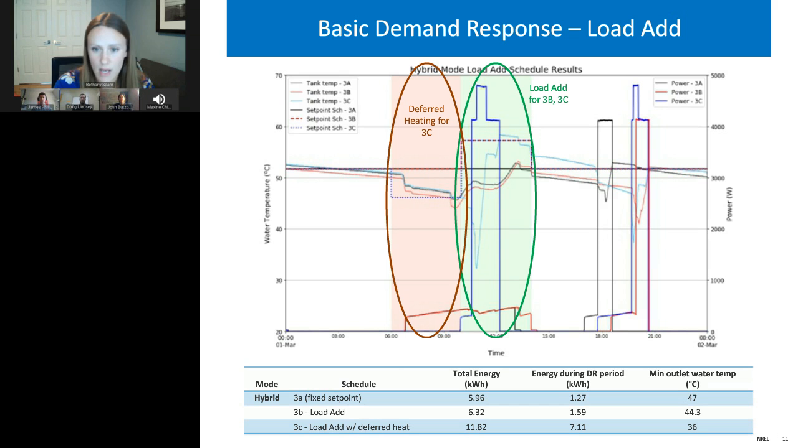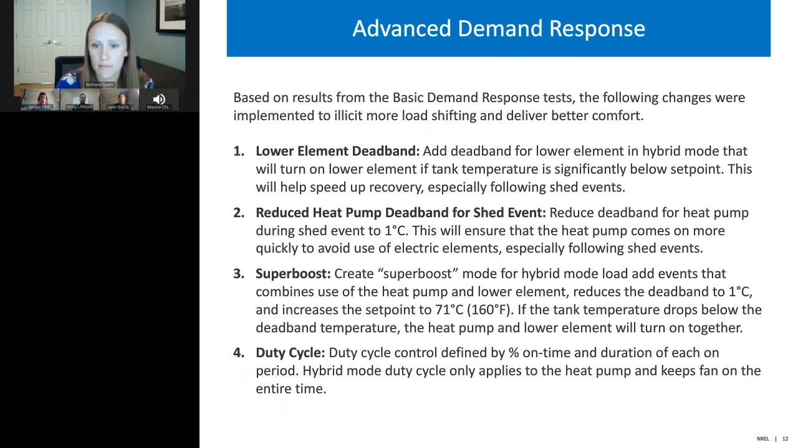So with these results in mind, we used these results to put into some modeling, but we also felt like, based on these results, there was some room for improvement. So we looked at some different controls changes that we thought might help with some of the issues. The issues being maybe hoping to improve the amount of load shifting, whether adding or shedding, and making sure that customer comfort was improved. Some of these control changes are specific to this particular water heater, but I think the approach makes sense and could be applied to other manufacturers or other control strategies.